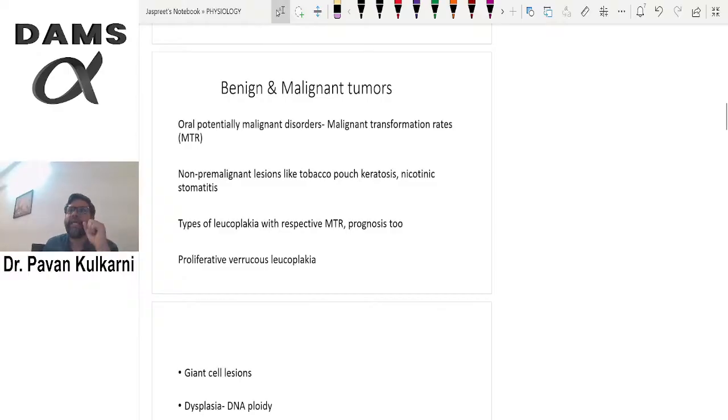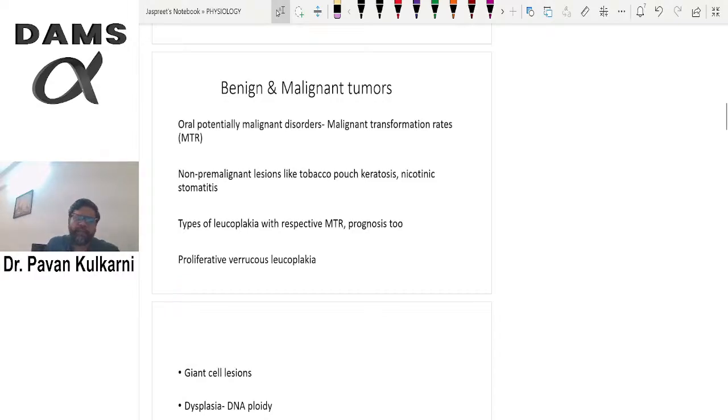You can get images on that. They can give you an image on that, and they might ask you what is this, whether it is pre-malignant or not, all those things can be asked. Then you have got different types of leukoplakia. That's what we have discussed with the malignant transformation rate and prognosis, and characteristically a question on proliferative verrucous leukoplakia.